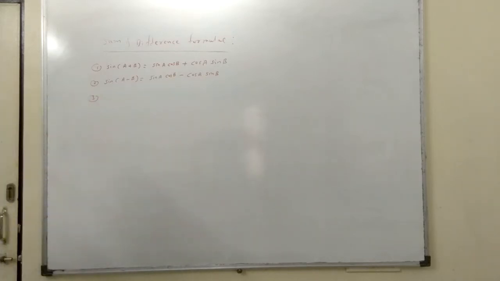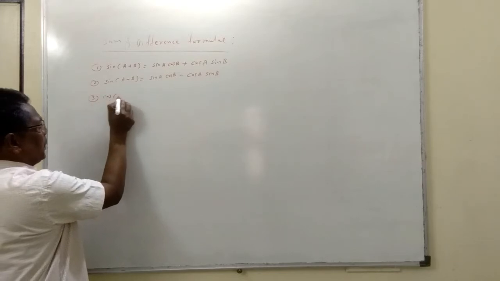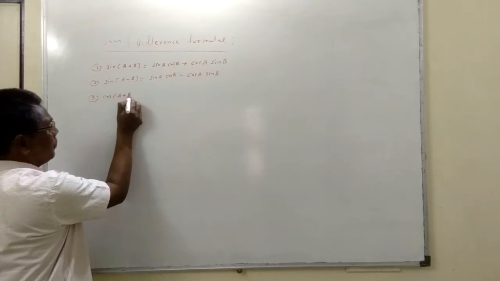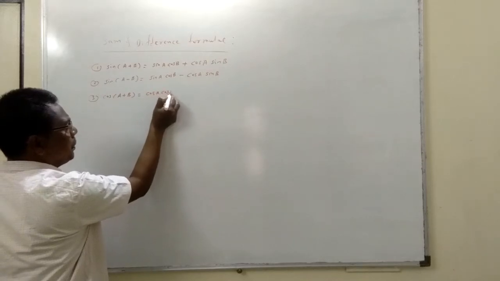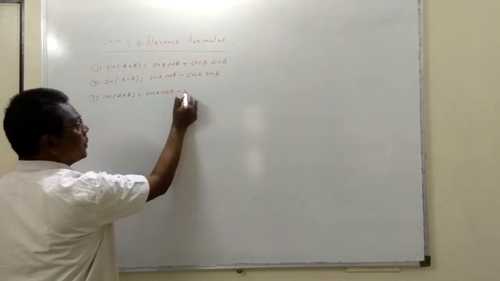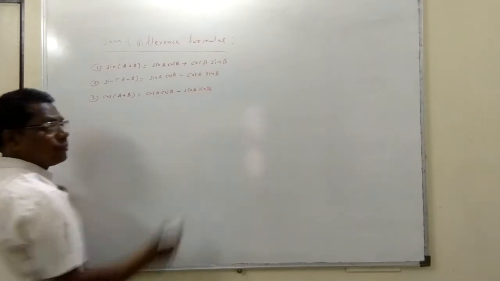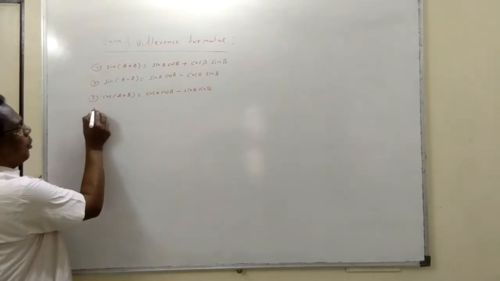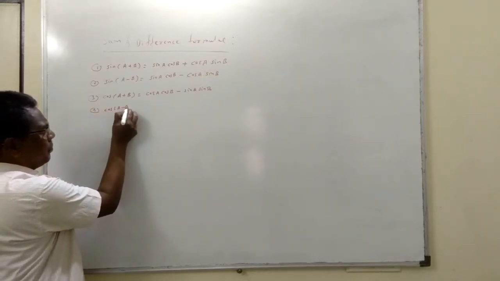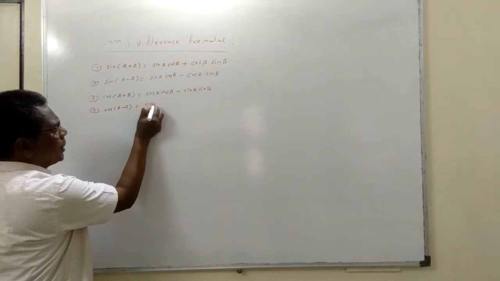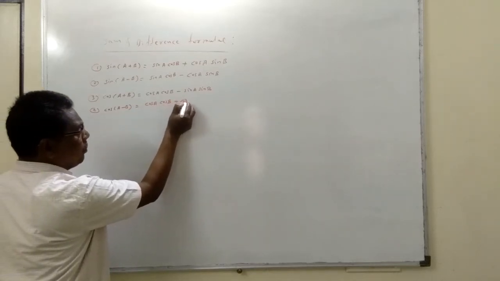Third formula, cos(a+b) is equal to cos a cos b minus sin a sin b. Fourth formula we get cos(a−b) equal to cos a cos b plus sin a sin b.